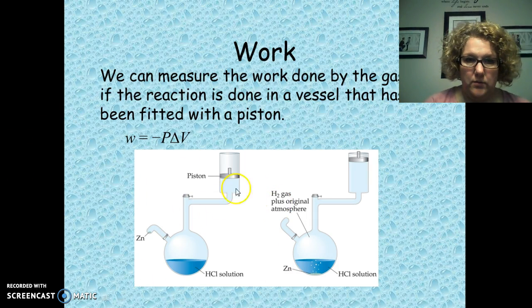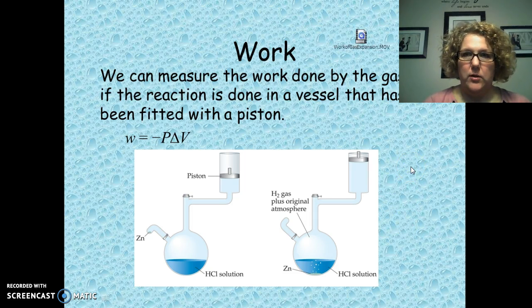In a scenario like this, we saw an image like this in the gas law unit. If we dump some zinc into some hydrochloric acid, it's going to bubble and make hydrogen gas, and that gas is going to expand and push the piston up. So we can measure the change in volume and then multiply it by the pressure of the room, because just like in our gas law experiment, the pressure pushing down on the piston is equal to the pressure of the room, so we can infer the pressure of our system that way. All right, so that's pressure volume work.